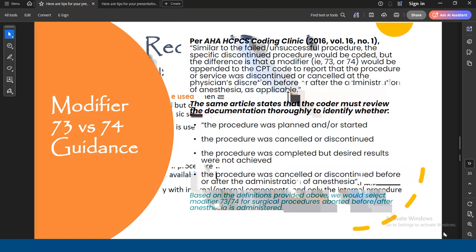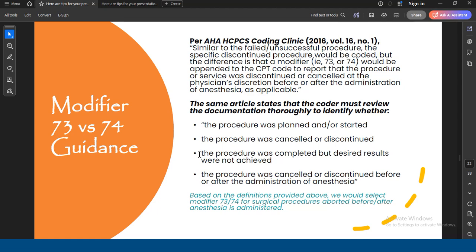So what are the keywords to check in order to append 73 and 74 modifiers? The procedure was planned and started. We need to check in the documentation whether the procedure was cancelled or discontinued. If the procedure was completed but desired results were not achieved, at that time we will not use any modifier, but we need to check the documentation. The procedure was cancelled or discontinued before or after the administration of anesthesia.